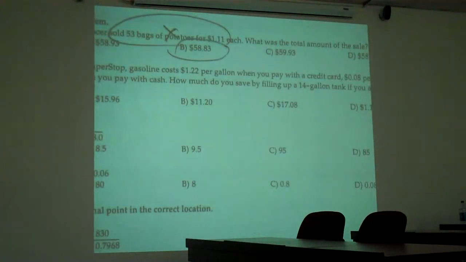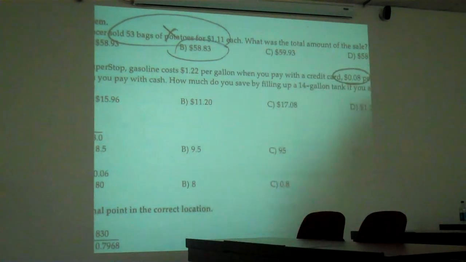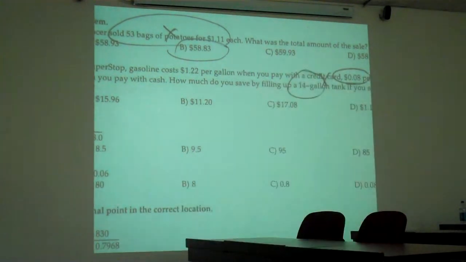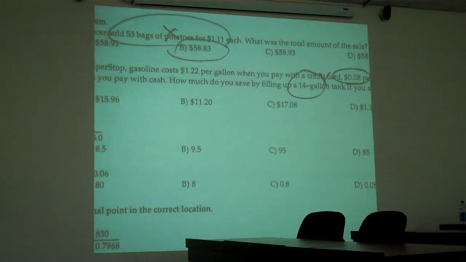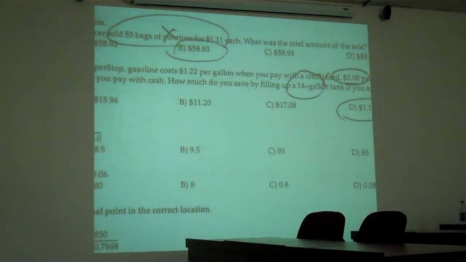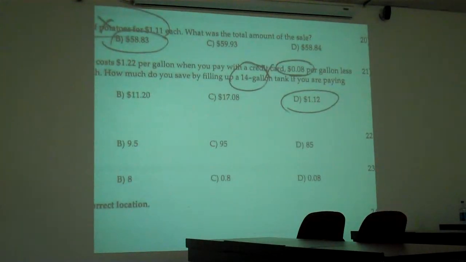At Superstock, gasoline costs $1.22 a gallon when you pay with a credit card, and 8 cents per gallon less when you pay with cash. So how much would you save by filling up a 14-gallon tank? 14 times 0.08. You're saving this much for every gallon, so that times how many gallons? So what is that? $1.12? You saved $1.12.